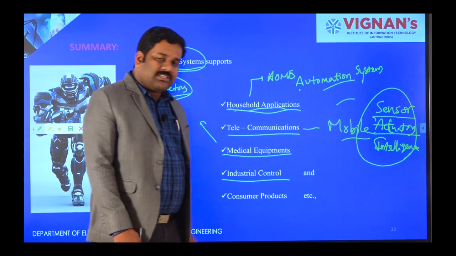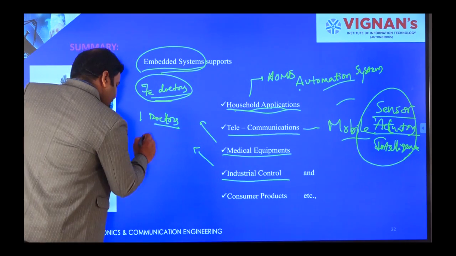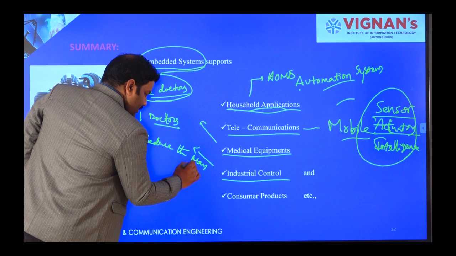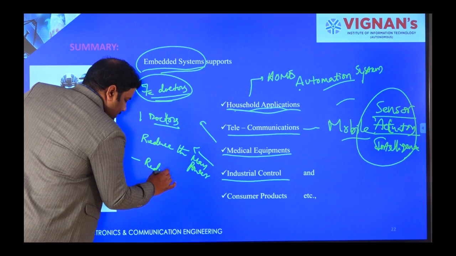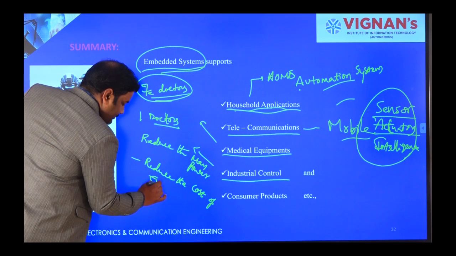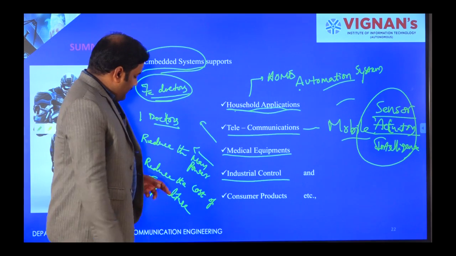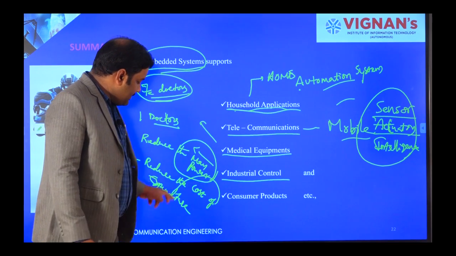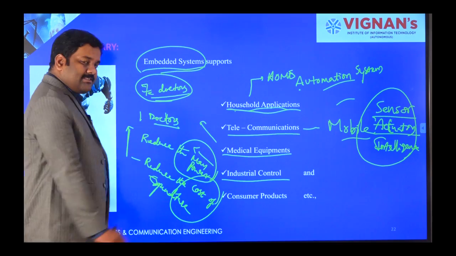And next one is industrial control. Why are we using embedded systems in industrial control? First one is to reduce the manpower, or what we call labor. At the same time, reduce the cost of expenditure. So if any system reduces the manpower and reduces the cost of expenditure, then obviously the outcome is going to increase drastically.